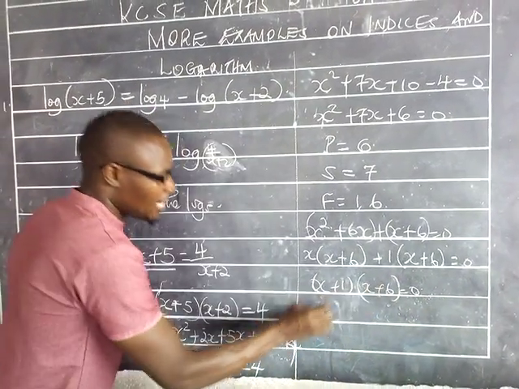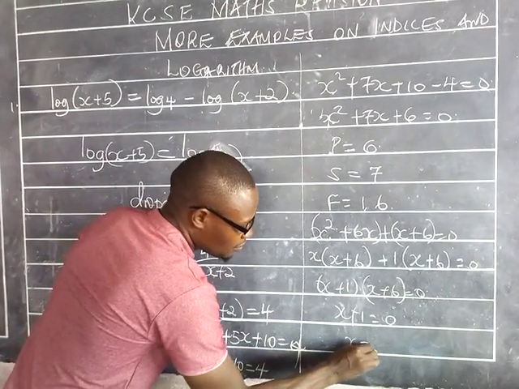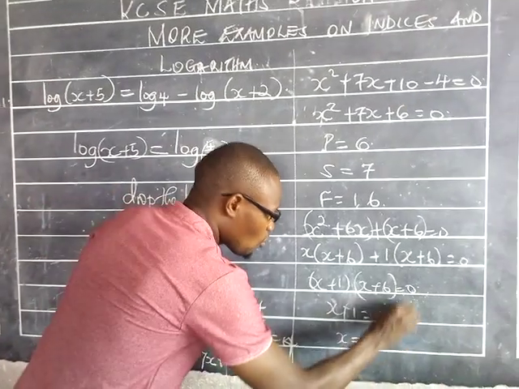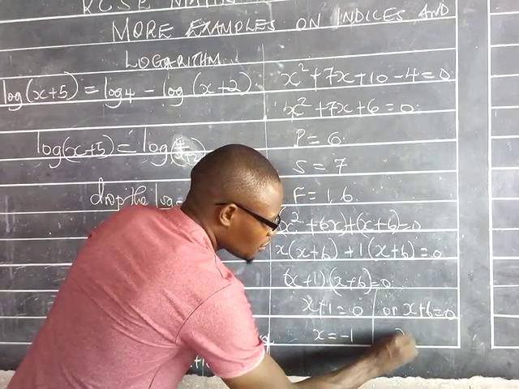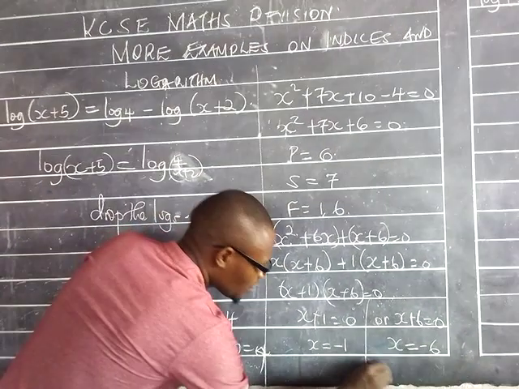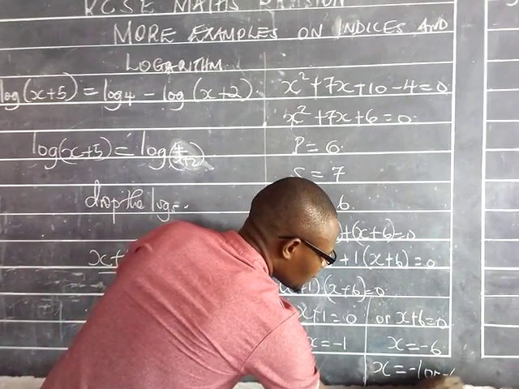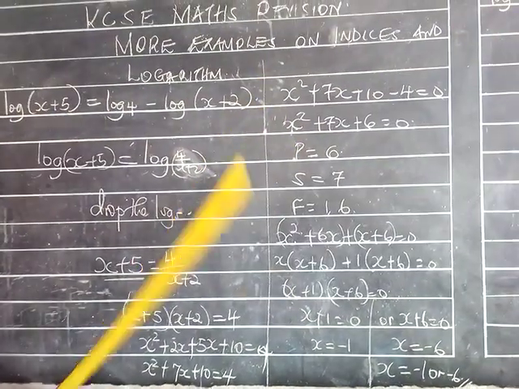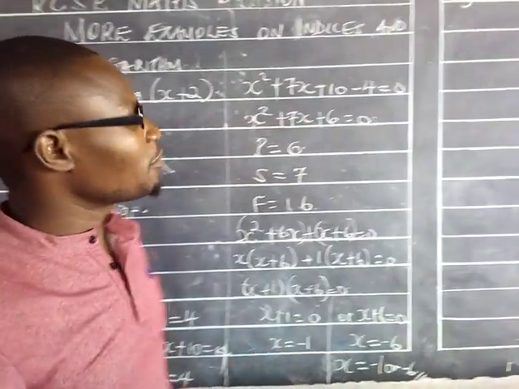So that means either x plus 1 is equals to 0, which means x can be negative 1, because if this one crosses the equal sign, the sign will change, or x plus 6 is equals to 0, so x can be, that one goes the other side, minus 6. So finally we'll say x is equals to negative 1 or negative 6, and that becomes your answer. So basically that is how that question is supposed to be solved. Okay, let's come to the second one.